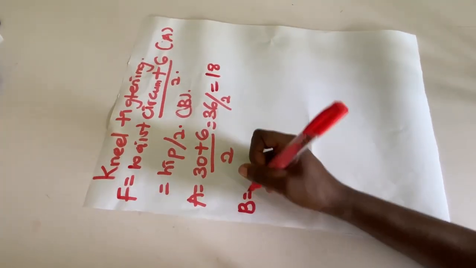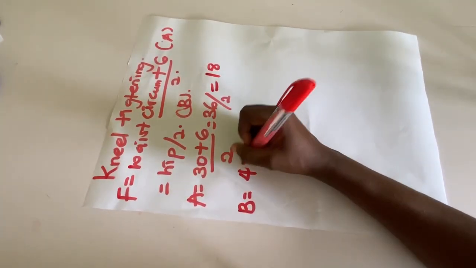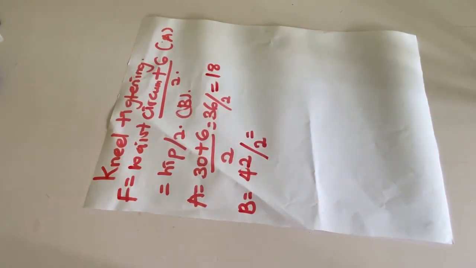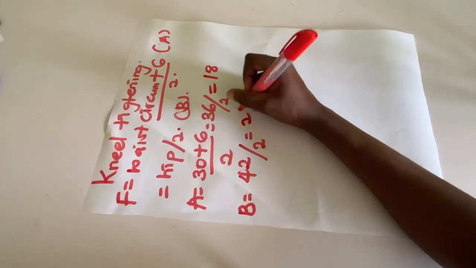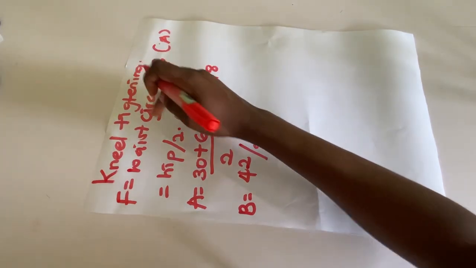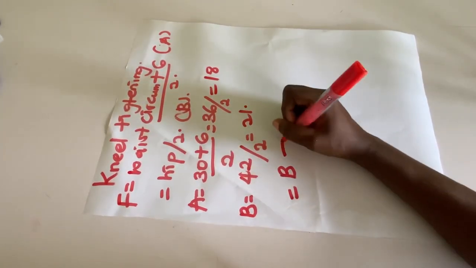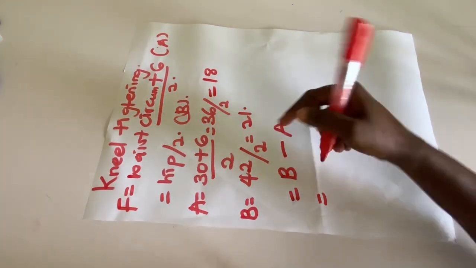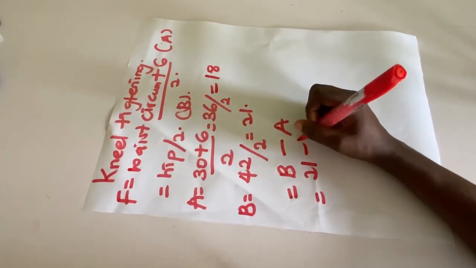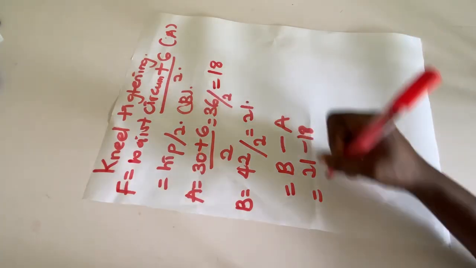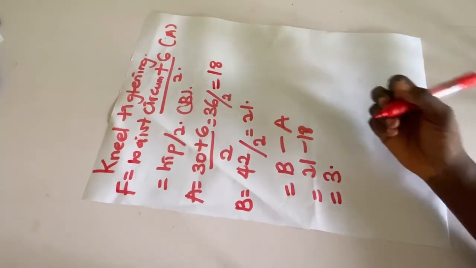Next, point B, which is your hip divided by 4. Assuming your hip measurement is 42, you divide it and whatever you get, you mark it down. So I have about 21. Now we take the answer in B minus A. The answer in B is 21 and in A is 18, so 21 minus 18 gives me 3.